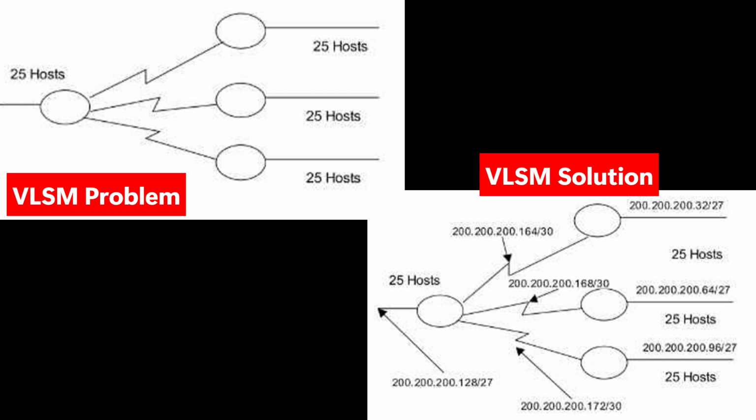/30 means we only require 2 IPs for the serial connections between the connections. But inside the network, if there is a different requirement, we will be using different notations. As the requirement is the same, 25 hosts, 25 hosts, 25 hosts, 25 hosts, we have used the slash notation /27. We can easily see here. So I hope you guys have understood VLSM, so don't worry about that one.